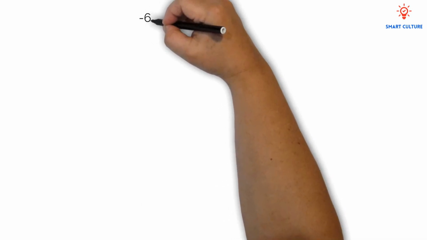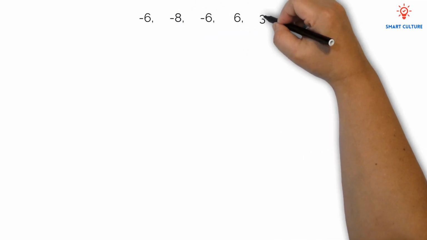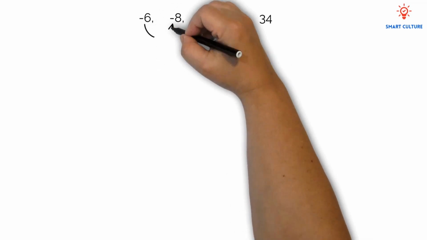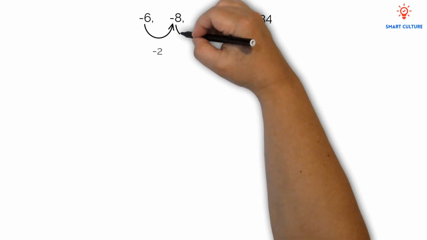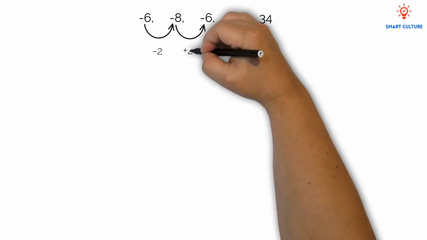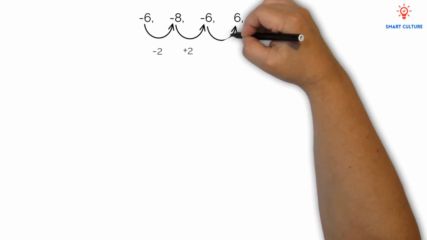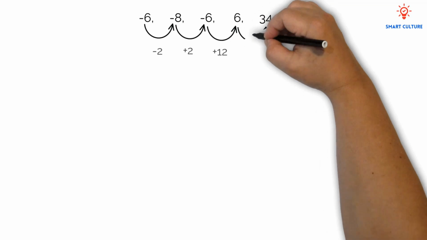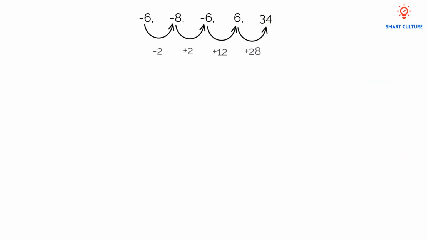Here we have a sequence -6, -8, -6, 6, and 34. Let's determine the first difference. The difference between -6 and -8 is -2. The difference between -8 and -6 is +2. The difference between -6 and +6 is equal to 12, and the difference between 6 and 34 is equal to 28.